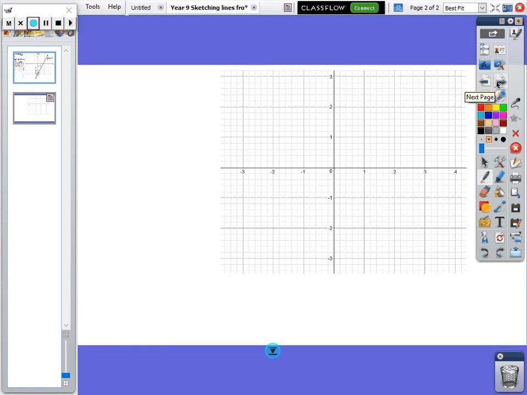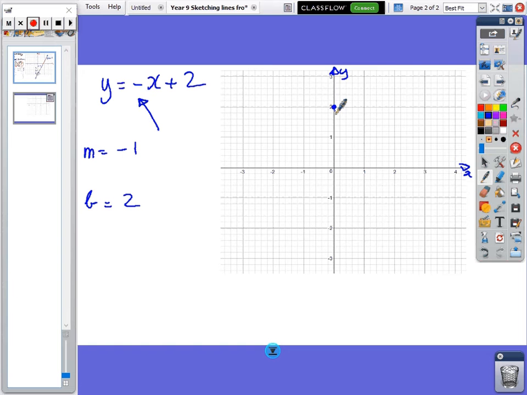So let's do a negative gradient. So let's say y equals minus x plus 2. Okay, so I just made up a negative gradient. So we know in our heart that the line must go that direction because it's a negative gradient. So what we do is we write down the gradient, so it's minus 1, and the y-intercept is 2. So again, label axes, y's and x's. Don't forget to do that. So there's our first point, 2.